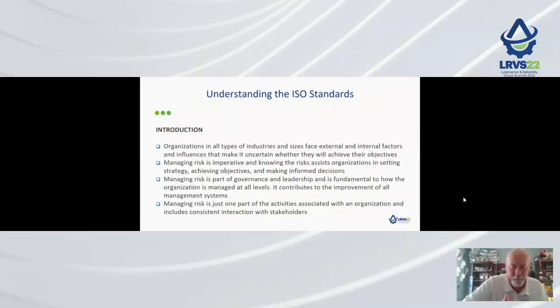On the next slide, all types of industries. Again, I gave you a sampling of some of those, but they're looking at internal risk or influences, and they are also looking at external. So managing the risk is critical, and knowing those risks, both internally and externally, is vital to any organization. And so managing that risk is part of leadership's responsibility, which I'm going to talk about in just a couple of minutes.